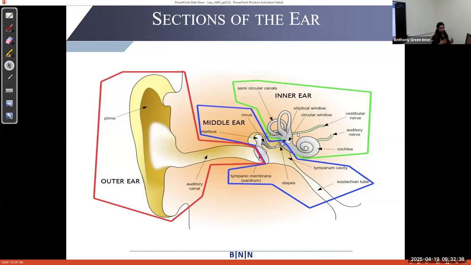Then the mechanism of the ear you already know: when sound is heard, the eardrum vibrates and the sound passes on. Pressure is maintained by the eustachian tube, and with that pressure it hits the cochlea. The cochlea makes us hear the sound. That is the normal function.